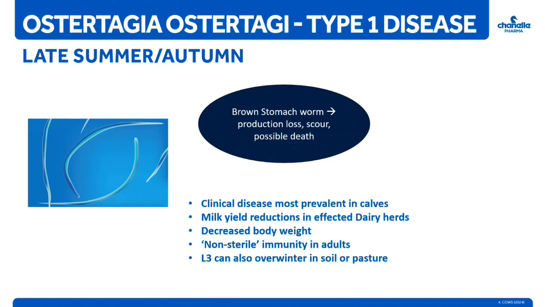Scour can also be present. Animals can lose up to 20% of their body weight in just 7 to 10 days in worst case scenarios, along with this reduced milk yield.